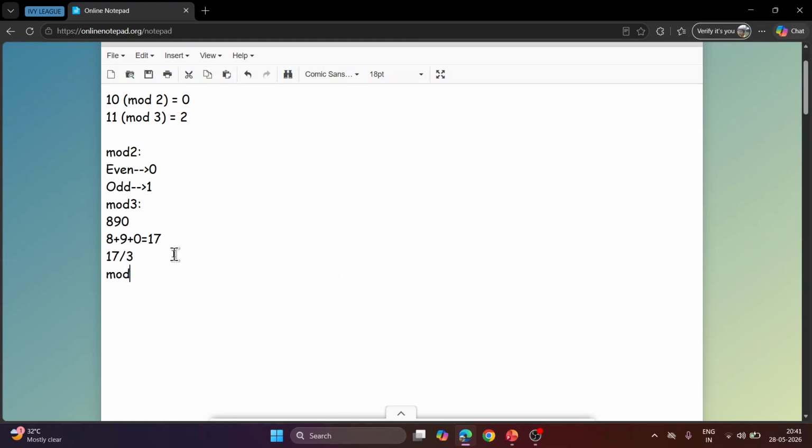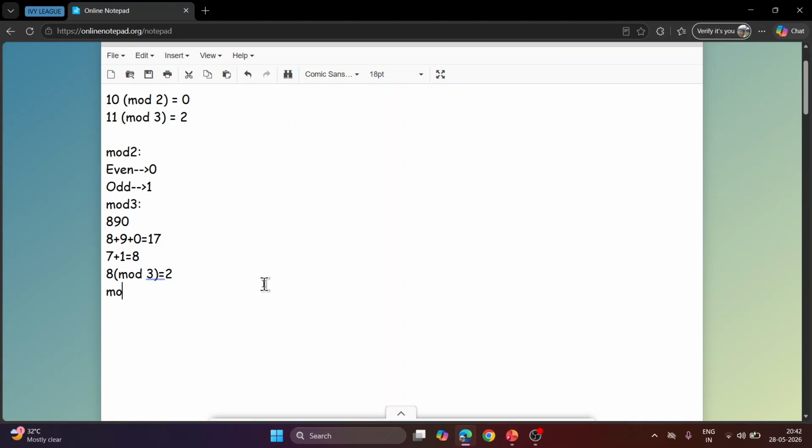You can also do one thing. If you still feel 17 is a big number, you can again repeat the same process. 7 plus 1 is equal to 8. So 8 mod 3 is equal to 2, because the remainder when you divide 8 by 3 is 2. So that's all about mod 3.